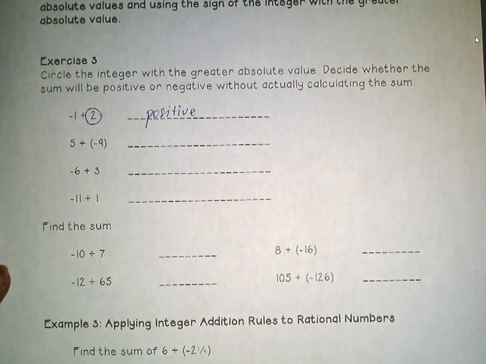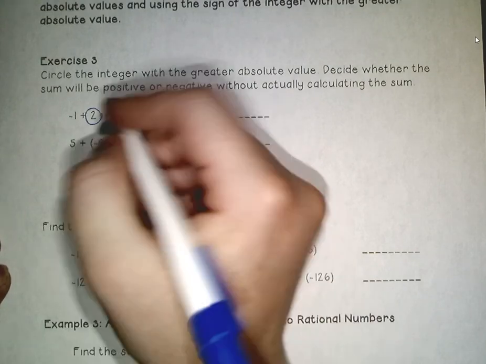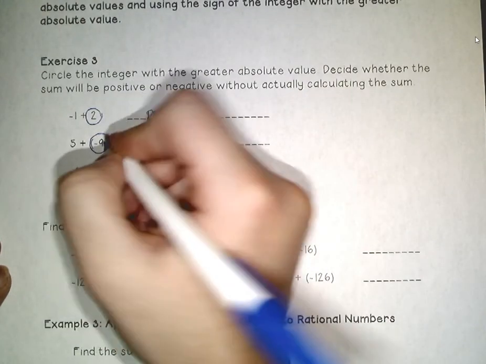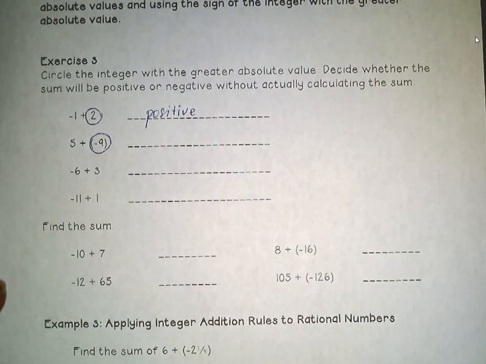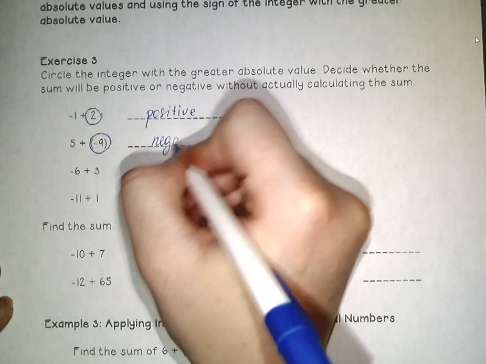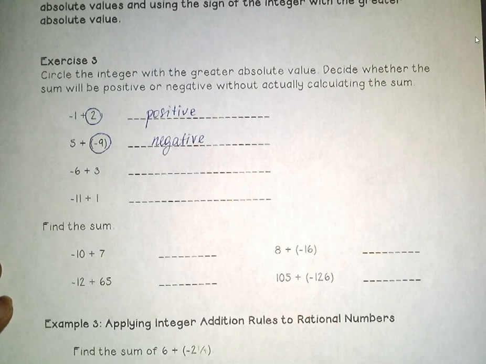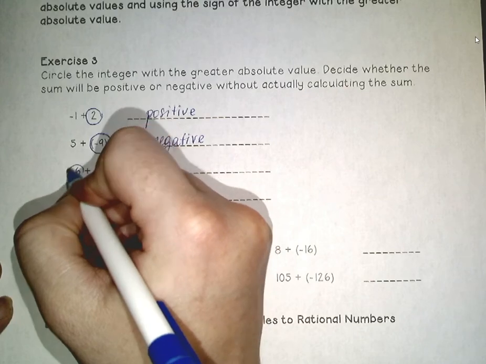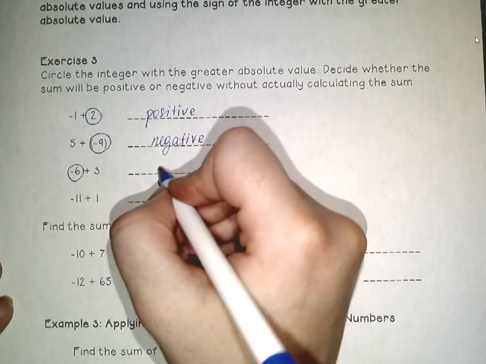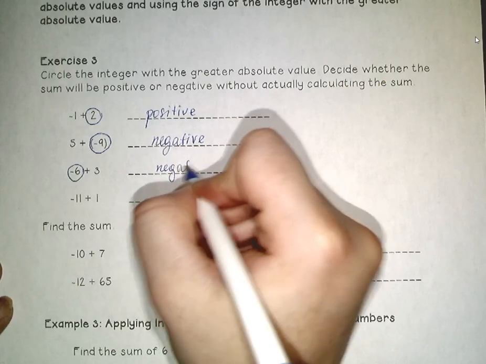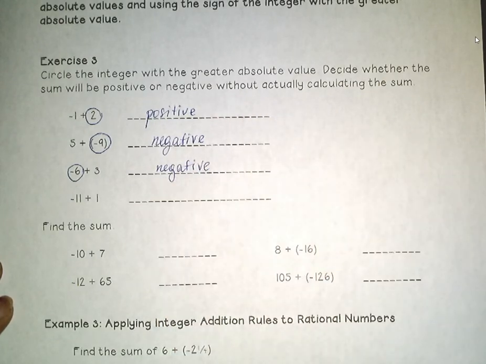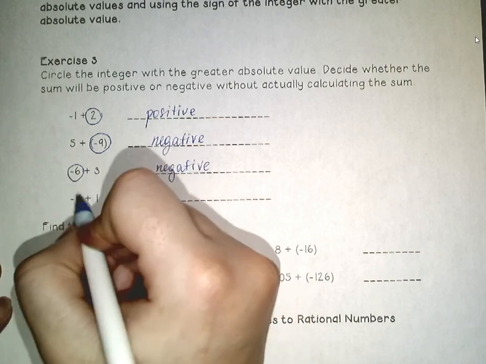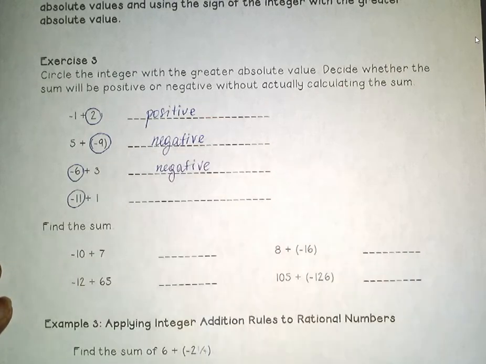Okay, 5 plus -9. Which arrow is going to be longer, 5 or 9? 9 is going to be longer, so -9 has the higher absolute value. So therefore, the answer is going to be negative. -6 plus 3. -6 will have a higher absolute value, therefore the answer is going to be negative. -11 plus 1. -11 will have the higher absolute value because the longer the arrow, and the answer is going to be also negative.